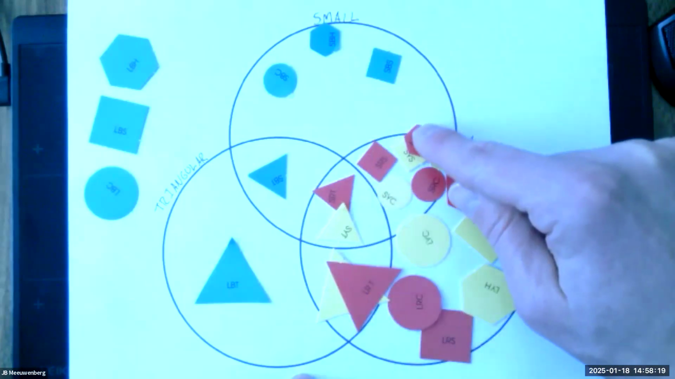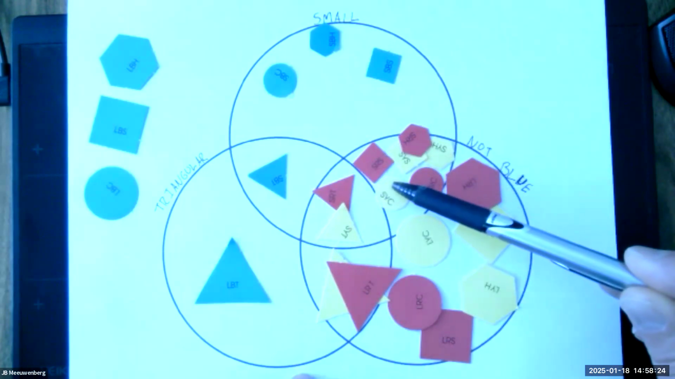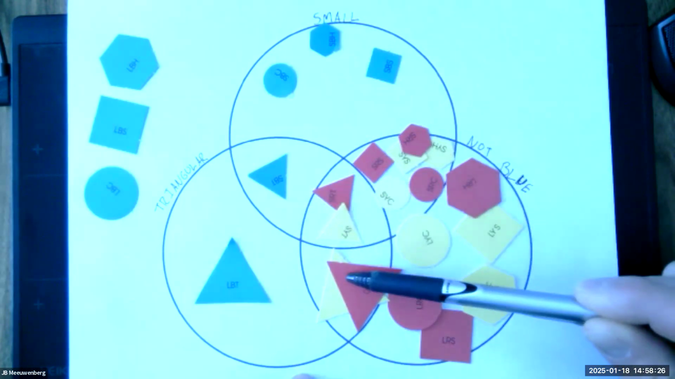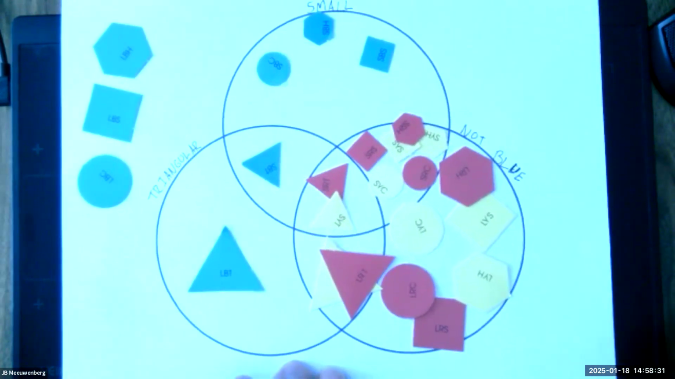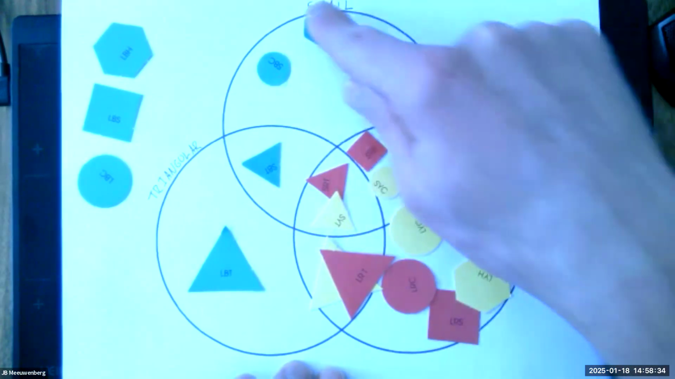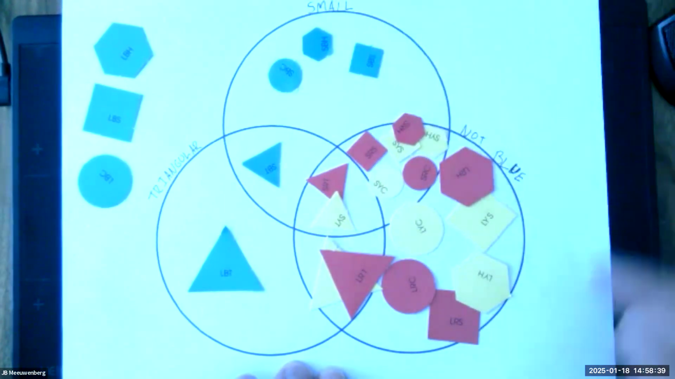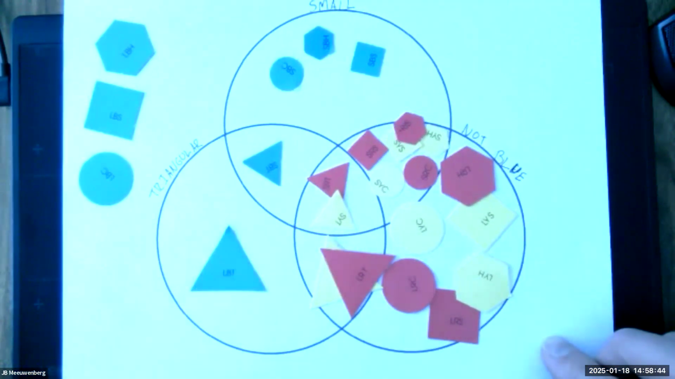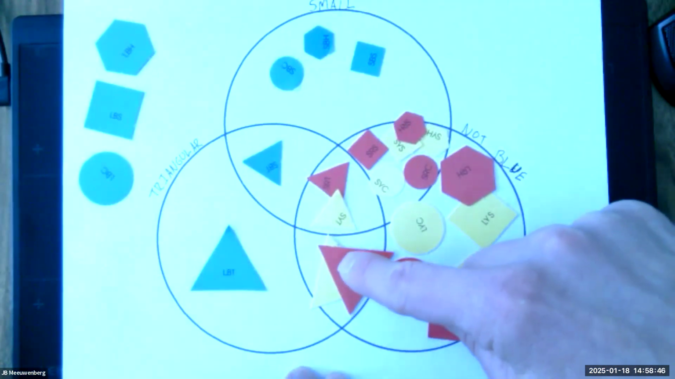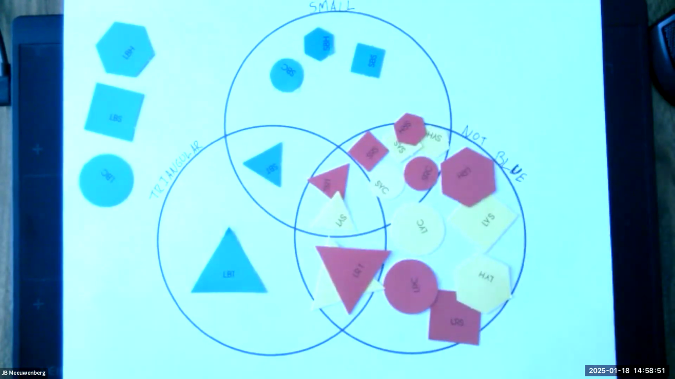And then these are going to stay where they are because they're not triangles. These have to stay where they are because they're not small. And so that's what our final arrangement looks like. Again, these are small, not triangles, and they are blue. This is large, it's triangular, and it's blue. These are not blue, they're not small, and they are triangles. You can see how all these things now fit into these different regions.